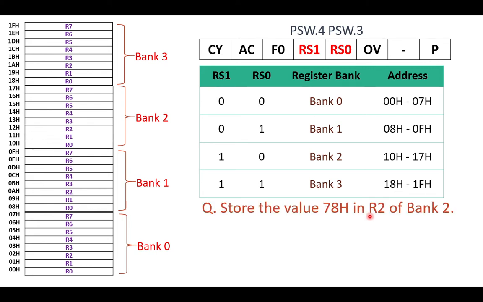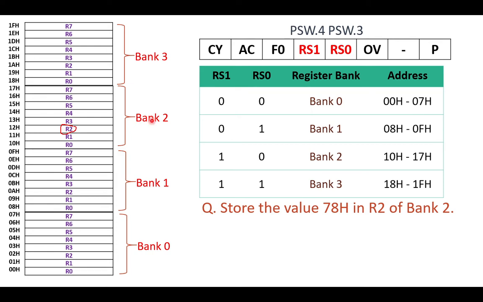Let us go through one simple program. Here I am asked to store the value 78H in R2 of bank 2. What do I have to do? I have to store 78H in the R2 register of bank 2. So particularly I want to store the value here, because this R2 belongs to bank 2.